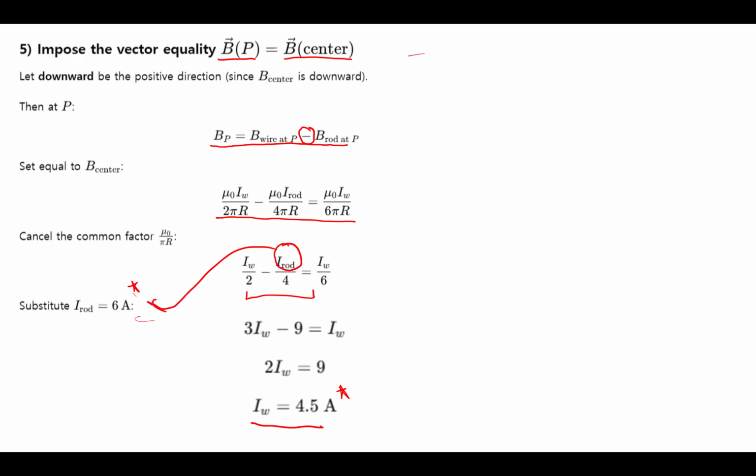So this problem seems a little bit complicated because there are two types of wire. One is very thin, and the other one is a solid rod. For the solid rod, we need to figure out whether the position is inside or outside, because the magnetic field formula would be different. That's the thing. Then we can calculate each magnetic field for the different positions, equate the condition like this, and find the unknown.